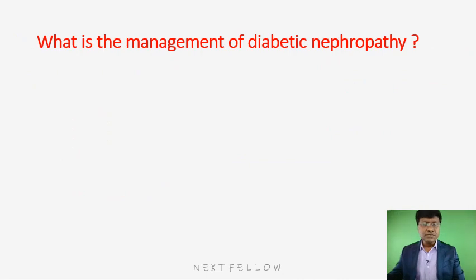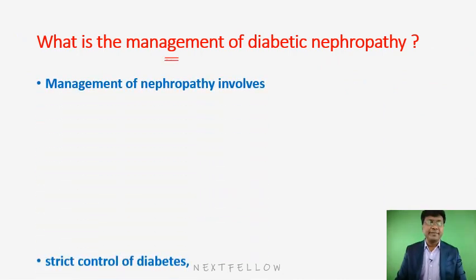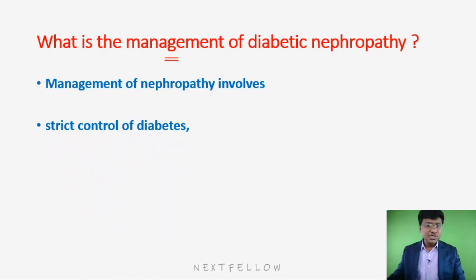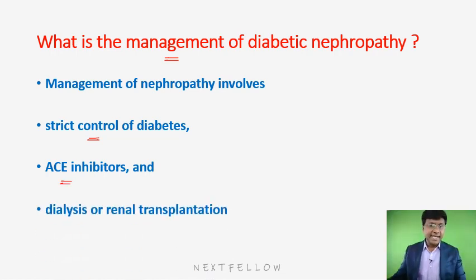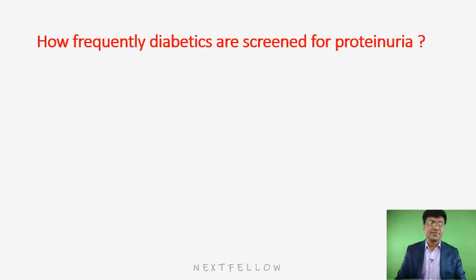Next, what is the management of diabetic nephropathy? The management of diabetic nephropathy involves strict control of diabetes mellitus. Then you need to give ACE inhibitors, and dialysis or renal transplantation has to be done. So this will be the management of diabetic nephropathy: strict control of diabetes, ACE inhibitors, and dialysis or renal transplantation.